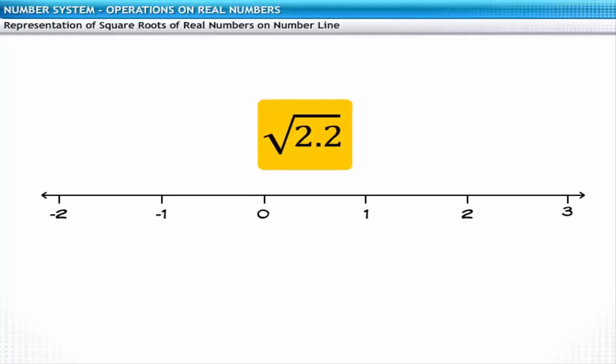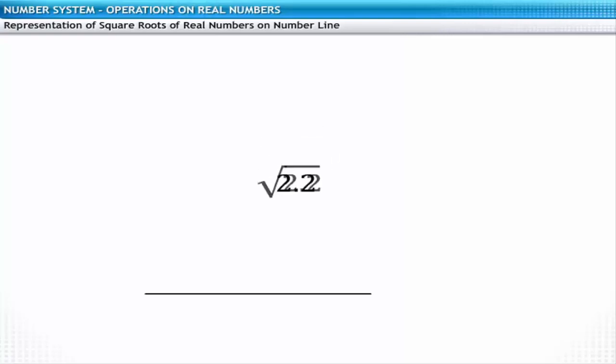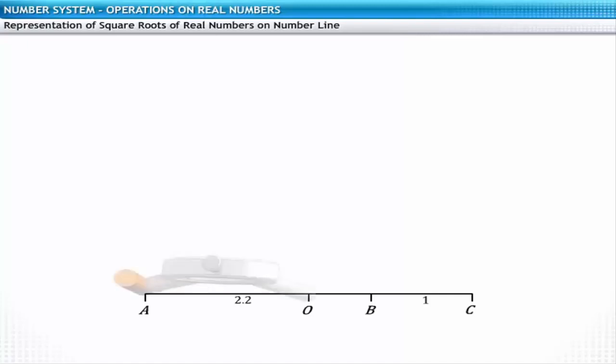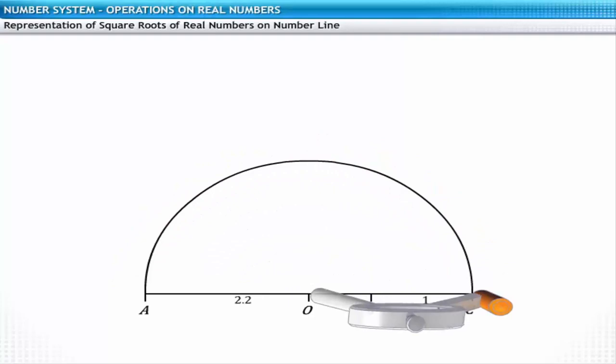We'll find it geometrically. First, we'll mark the distance 2.2 on a line. Let's represent this distance as AB. Next, we mark a distance of 1 unit from B and represent the point as C. Let's represent the midpoint of AC as O. Now, we draw a semicircle with the center O and the radius equal to the measure of OA or OC with the help of a compass.